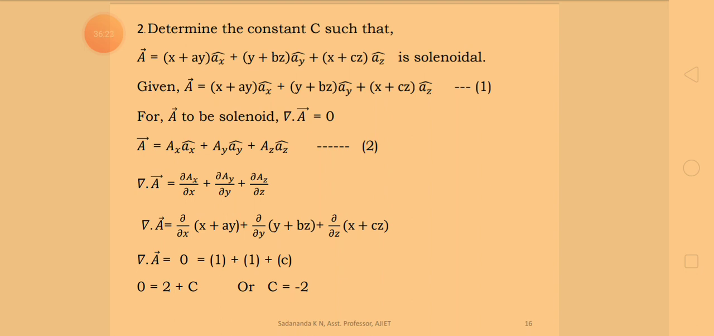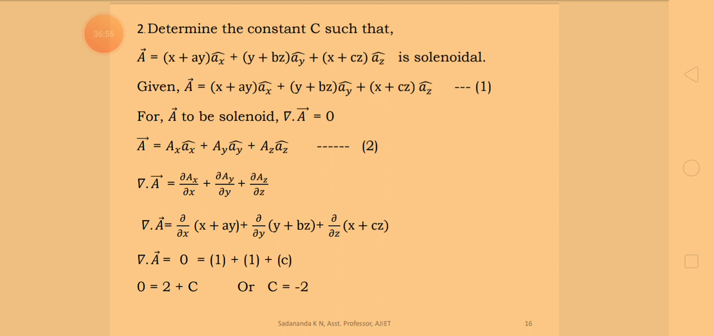Plus dou by dou y of (y plus Bz), again with respect to y you have to take the derivative. The first term gives the constant 1 with respect to y, plus Bz, there is no y term, therefore it is 0, plus dou by dou z of (x plus Cz). Here the first term is x, with respect to z the derivative is 0, plus the second term with respect to z is C. Therefore 1 plus C will be the value of the divergence of vector A.